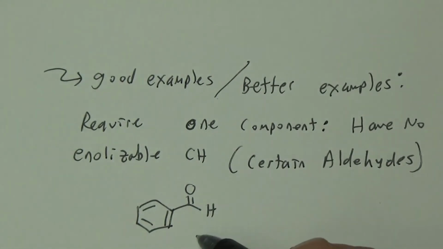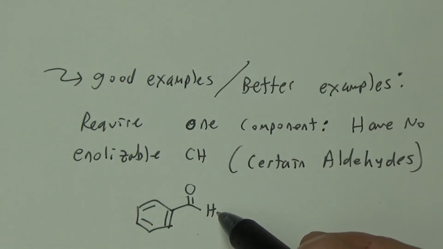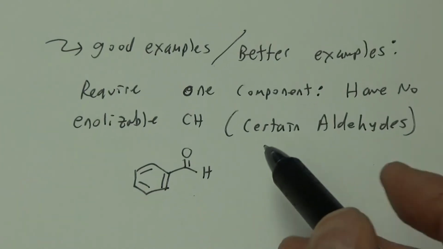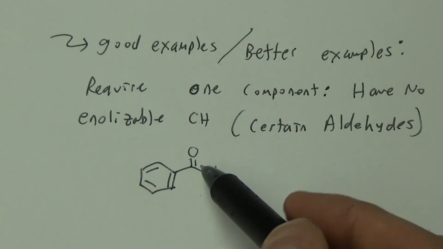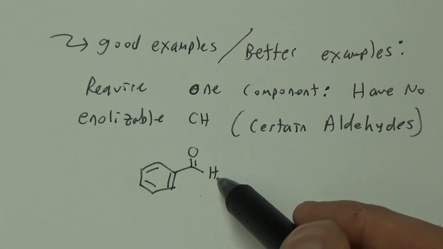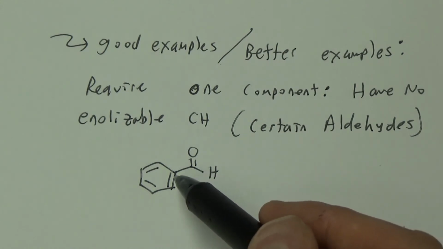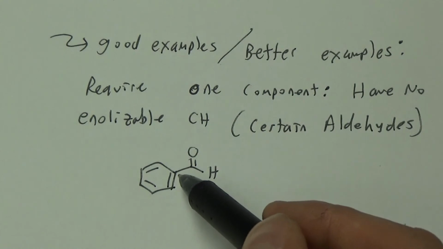Could this be a nucleophile in an aldol reaction? The answer is no, because there are no enolizable CHs. You have a CH there, but that's not relevant. You need an alpha CH to form an enolate. There's an alpha position, but there are no CHs right there.